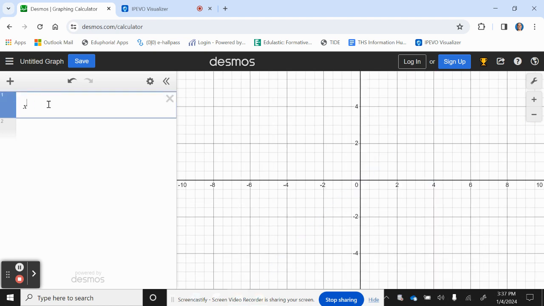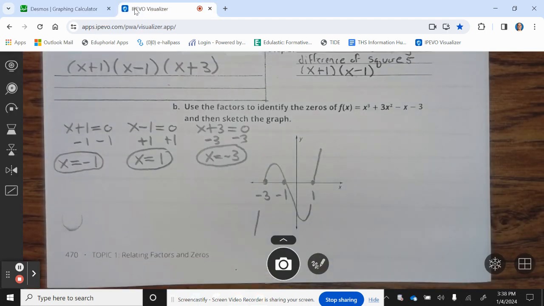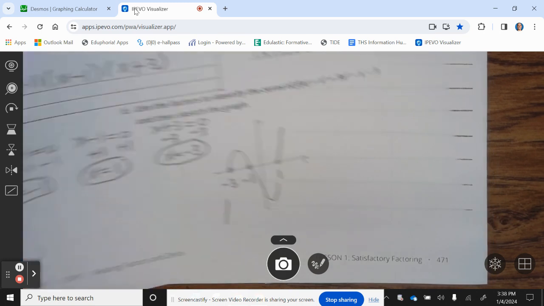So x cubed... All right, there you go. Go ahead and finish it up. All right, let's take a look at the next page.